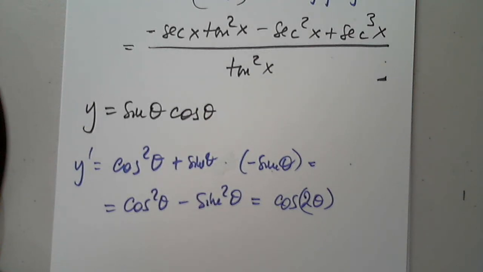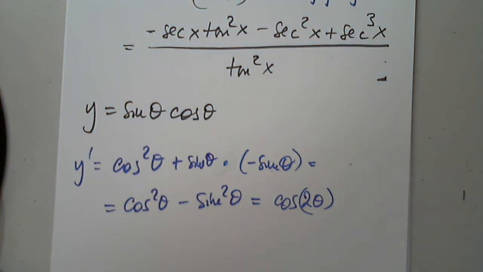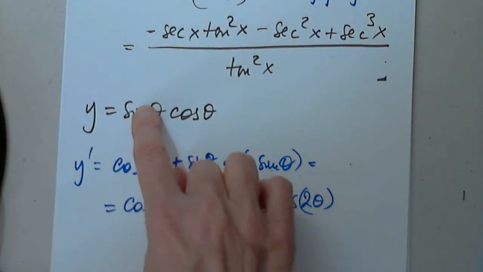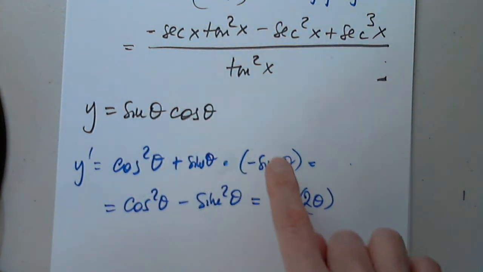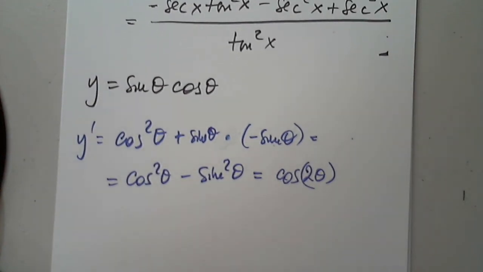Any questions? Does that say plus in the middle? Does that say plus sine theta? Yes. So sine theta times negative sine theta. So the first function prime is cosine times cosine, which is cosine squared, plus I copy sine, I differentiate cosine, then I multiply them and I get the negative sine squared. This is cosine squared minus sine squared, which is cosine of twice theta. Any questions? The chain rule.